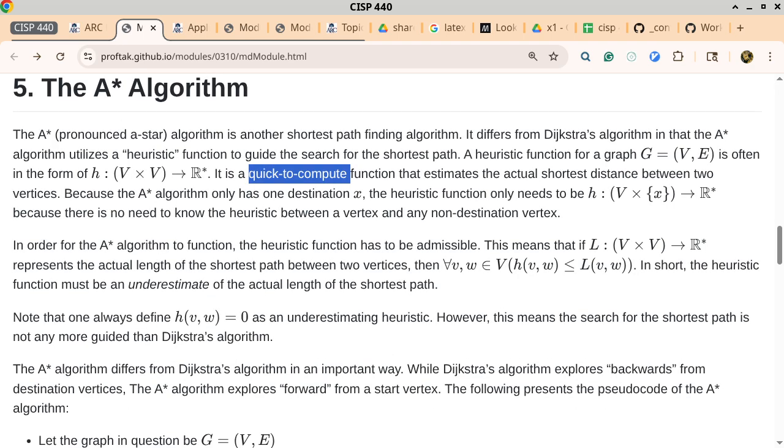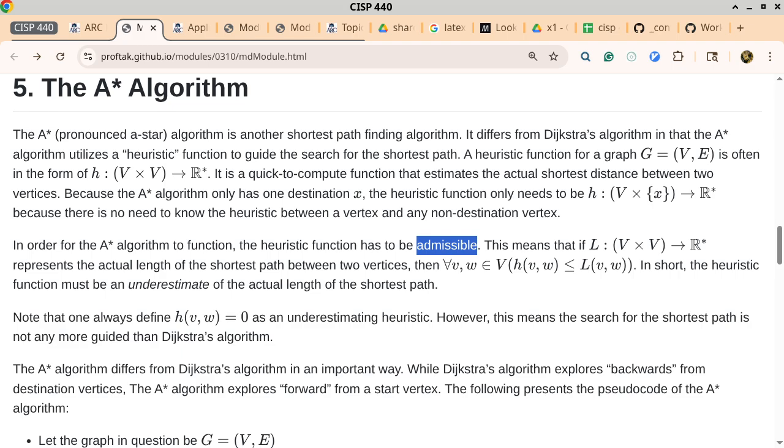All right. So the heuristic function has to be admissible. What does it mean when the heuristic function is admissible? The next sentence, which is really long, is basically what that means.